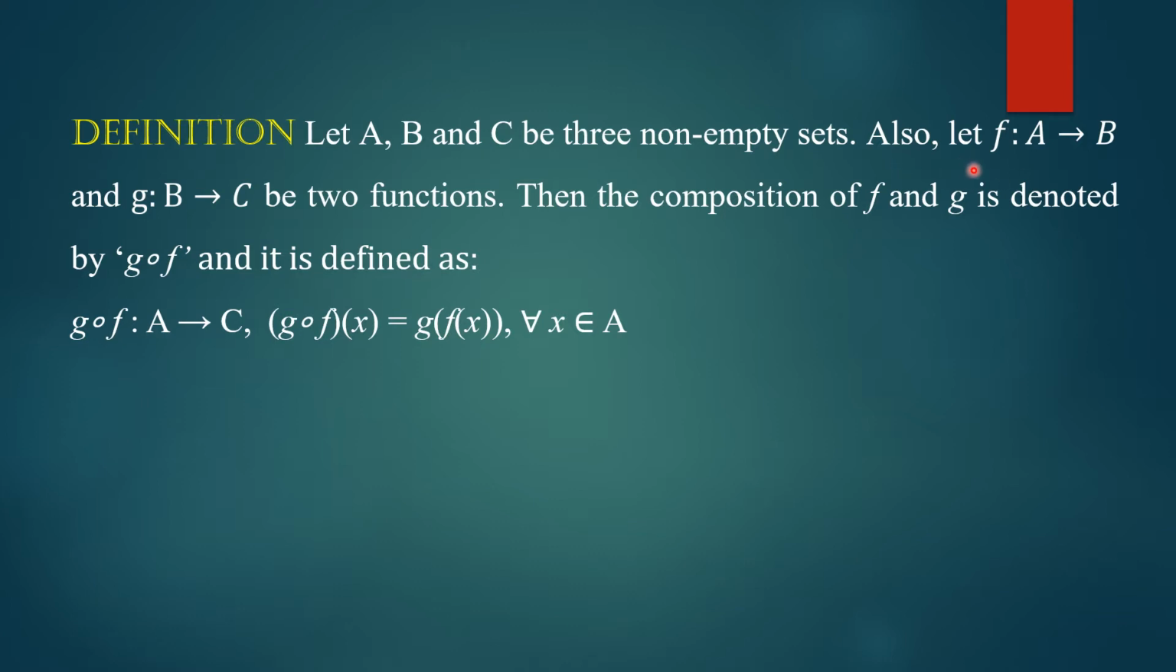The first function f is from A to B and the second function g is from B to C. These are the two functions. It is an important thing: the first function's codomain is B and the second function's domain is B. This should be common. Now you can compose these two functions. The composition of f and g is denoted by this symbol. Again it is important: in the composition g∘f, f is the first function and g is the second function, so you have to write in reverse order.